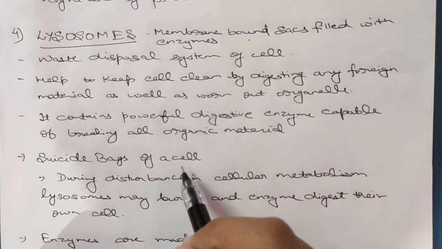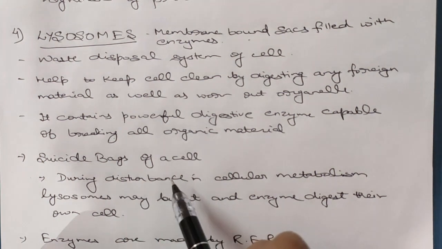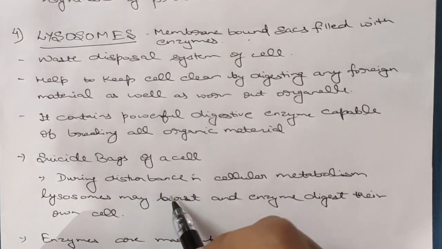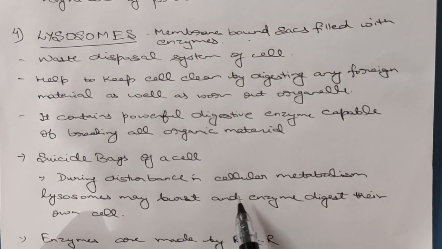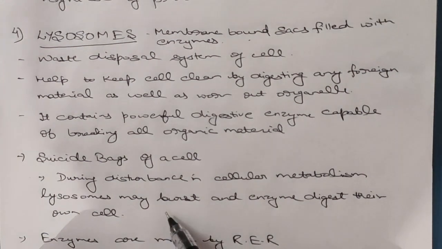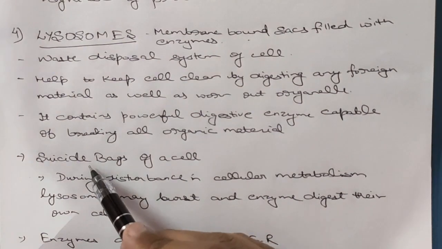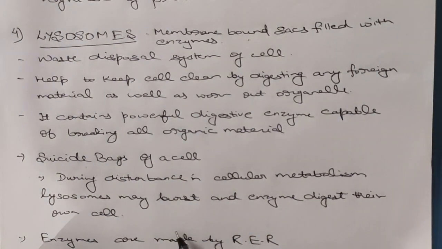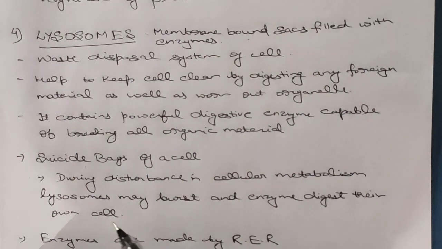Now, there's one more word that is related to them, that they are called suicide bags of a cell. Why? During disturbance in cellular metabolism. Now, what do you mean by disturbance in cellular metabolism? Similarly, the cell gets damaged. If the cell gets damaged and is not able to work properly, then lysosomes may burst and the enzymes digest their own cell. So that is why it is called suicide bags of the cell, because lysosomes are digesting their own cell.